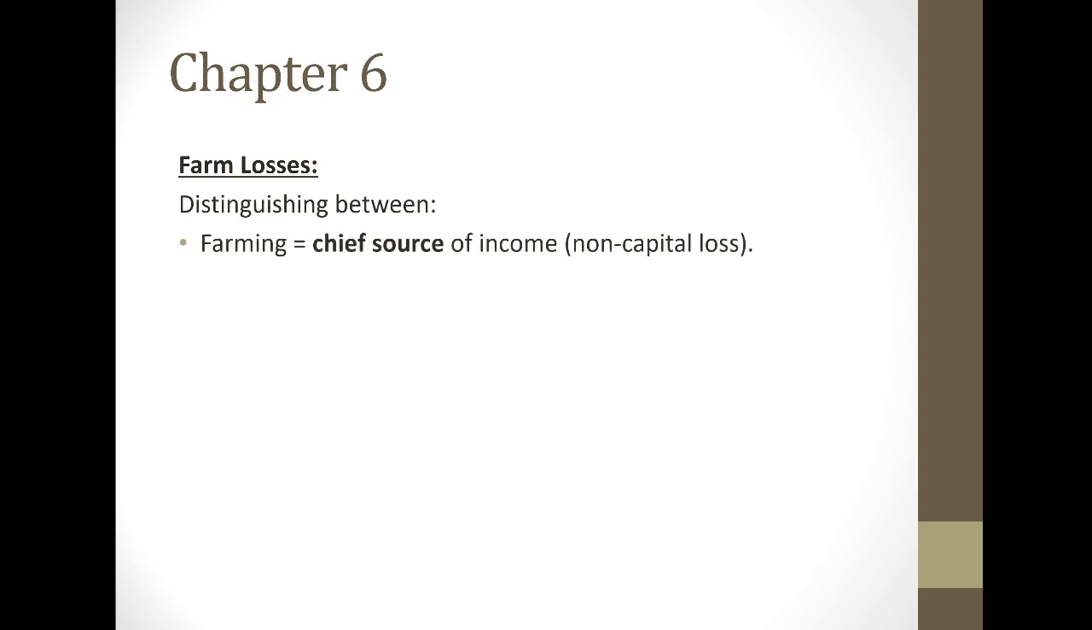Moving on to the next slide, we talked about farm losses. Now, if a business is operating a farm and that's that individual's chief source of income, then any farm losses would be treated as a non-capital loss, just like a regular business loss. Now, contrast that to a situation where there's an individual who's basically operating a hobby farm. They have no intent to make any money. In that situation, that activity would be treated as a hobby, not a business, and losses are denied.